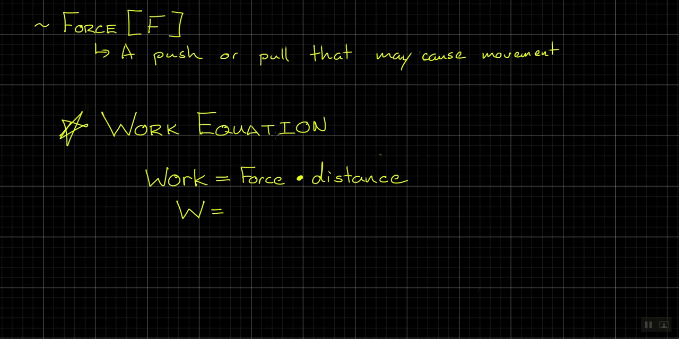All right. So here we are. Work equals force, F, times distance, lowercase d. Okay. Work is force times distance. Here's my challenge for you. I don't think you know the actual way that we measure work, the unit on it. You do not know it yet.